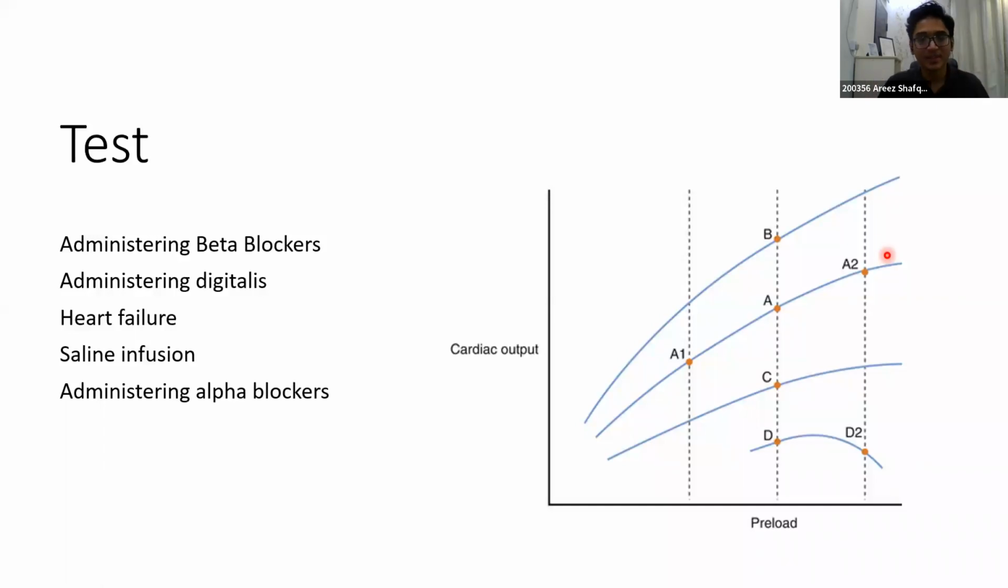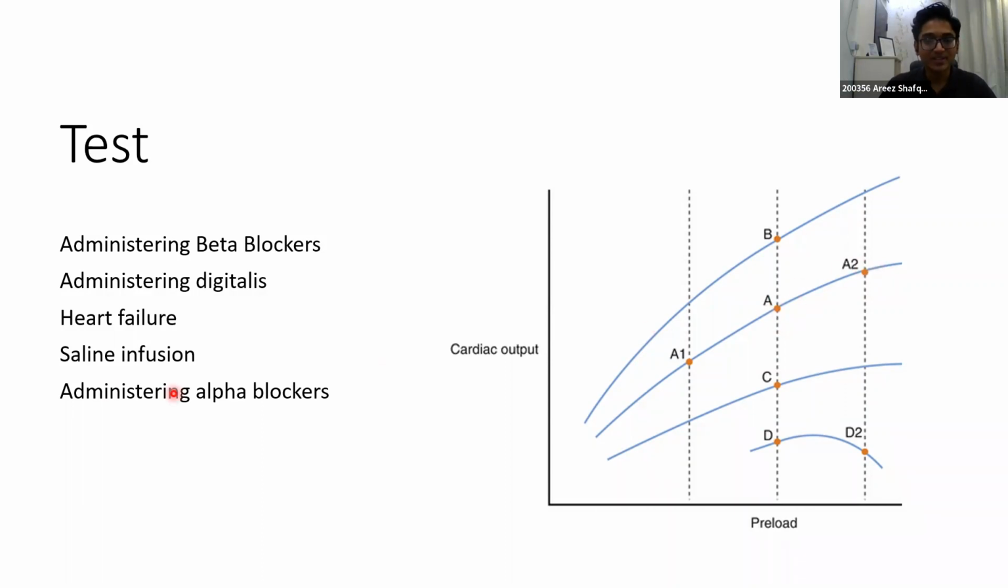Venous return. Good. So if I increase venous return, I will shift from here to here. I'll show you later on in the lecture that venous return depends on blood volume. The more blood volume I have, the greater the venous return. The greater the venous return, the greater the preload. The greater the preload, the greater the cardiac output.